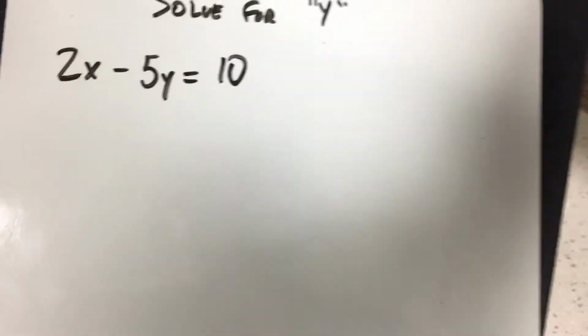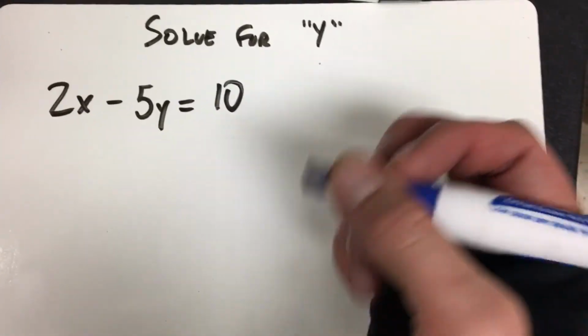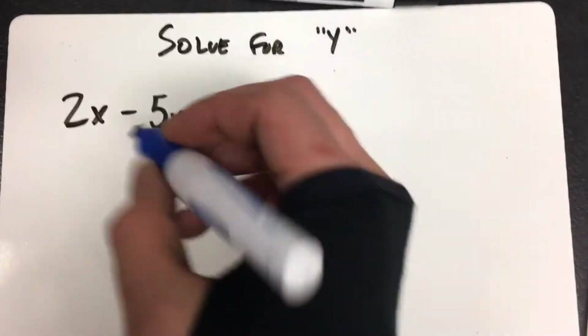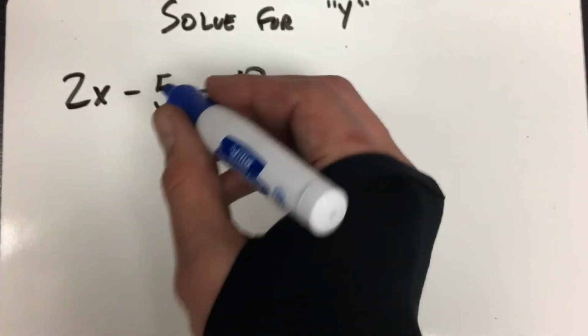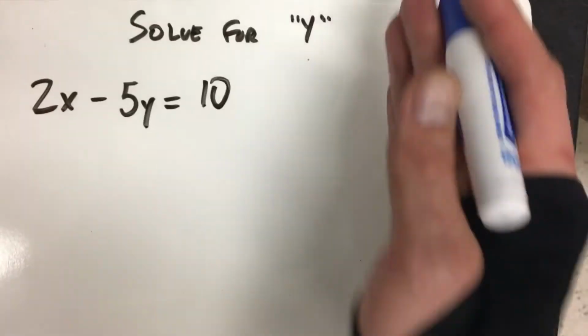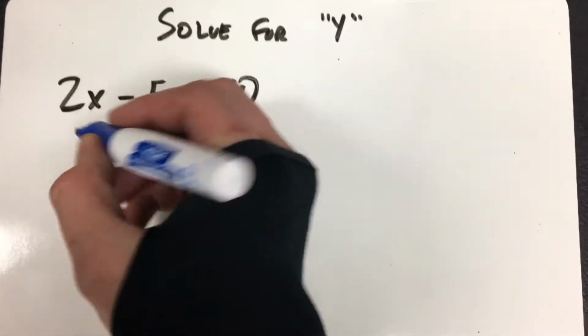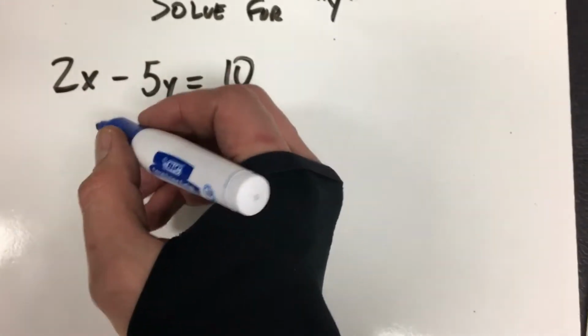Sorry about that. I don't have my camera thing today. I'm just holding it. So if I want to solve for y, I want the letter y to stay. I'm going to leave the y on one side of the equal sign and get everything else on the other side. So like here, this 2x, I need to undo it. How do I undo it?